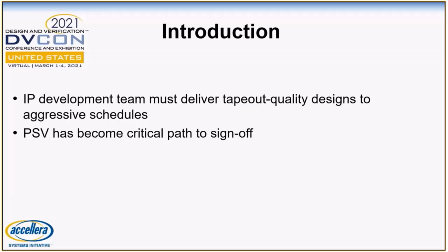In this highly competitive era, IP development teams are required to deliver tape-out quality designs to challenging schedules. Out of all the activities involved in the IP development lifecycle, PSV activities are a major portion, approximately 50 to 70% of the total IP development time. Due to this, PSV has become a major challenge and the critical path to tape-out. Hence, IP development teams are constantly looking for ideas to efficiently reduce the time required for the verification.